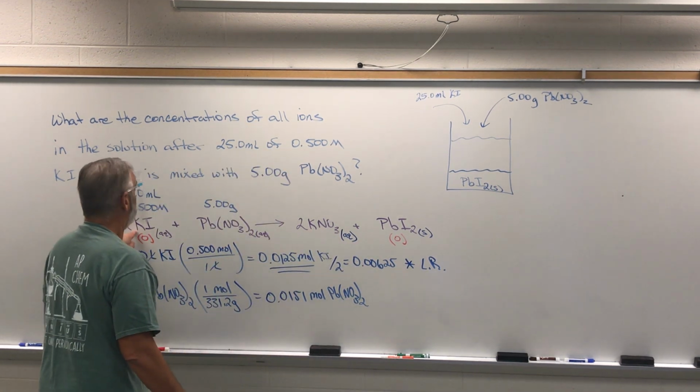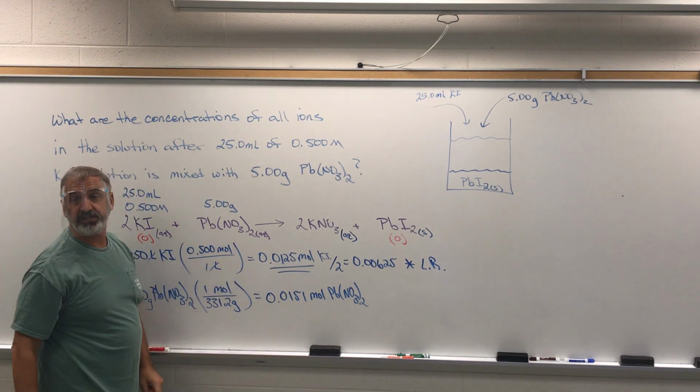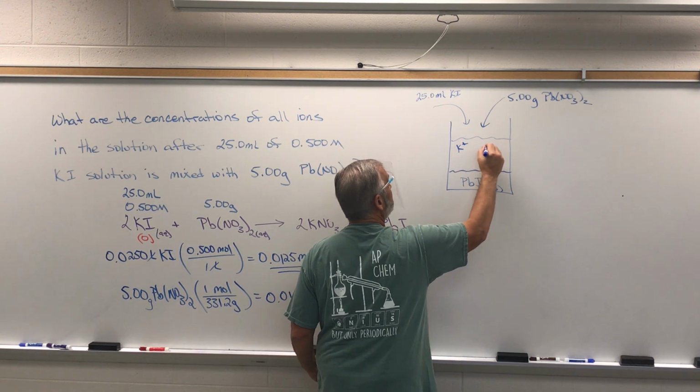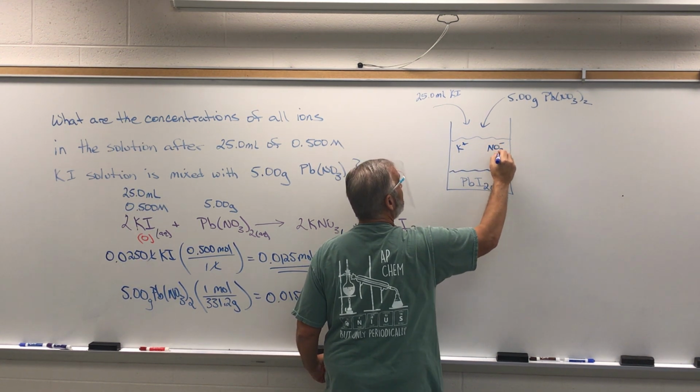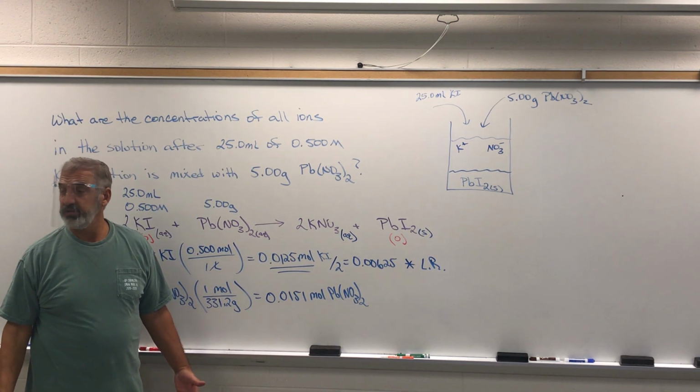Now, all of the potassium goes to potassium nitrate. So we're going to have some K+ ions floating around, and we're going to have some NO3 minus, because ionic compounds are going to dissociate. Okay?